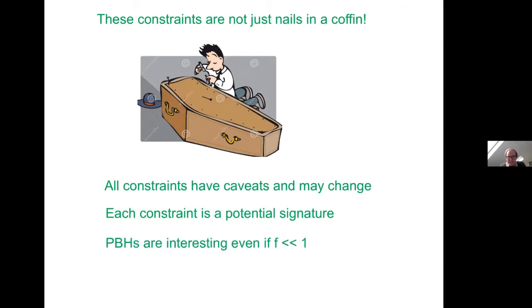And PBHs, I want to stress, are interesting even if F is much less than 1. We shouldn't be too obsessed with whether primordial black holes provide the dark matter. I mean, arguably the most important component of the universe is human beings, but we only comprise a tiny fraction of the density, and it's a bit like that with primordial black holes.